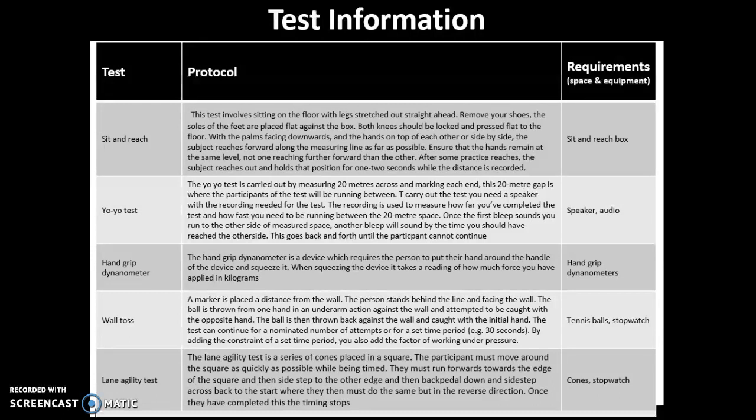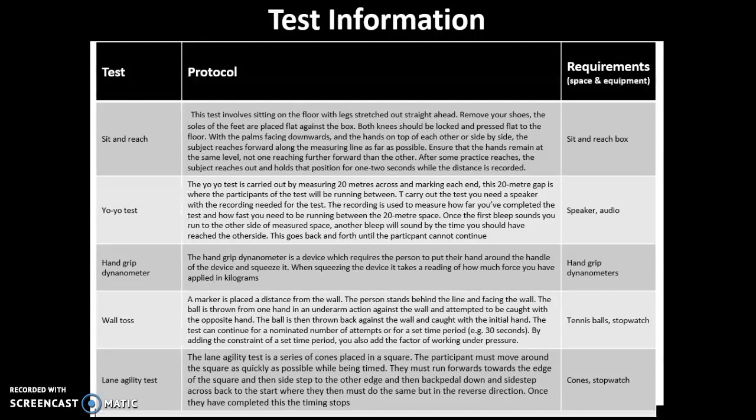So the last test that I carried out on my client was the lane agility test. The lane agility test is a series of cones placed in a square. The participant must move around the square as quickly as possible while being timed. They must run forwards towards the edge of the square and then sidestep to the other edge, and then backpedal down and sidestep across back to the start, where they then must do the same but in the reverse direction. Once they have completed this, the timing stops.